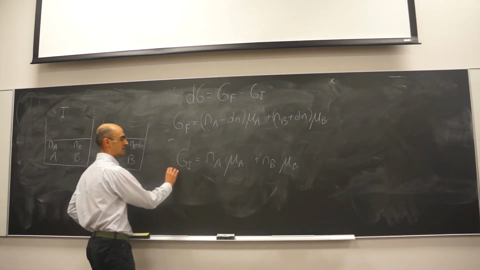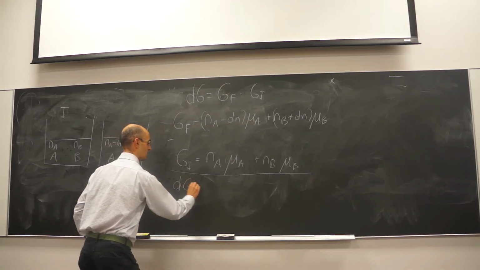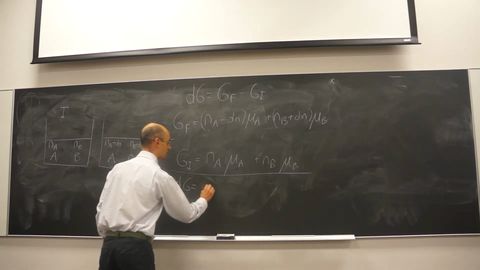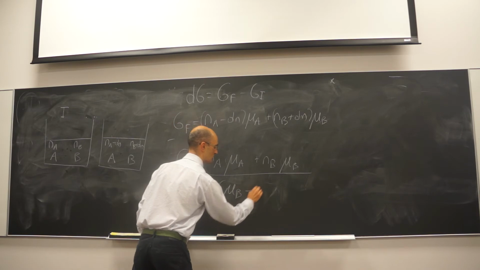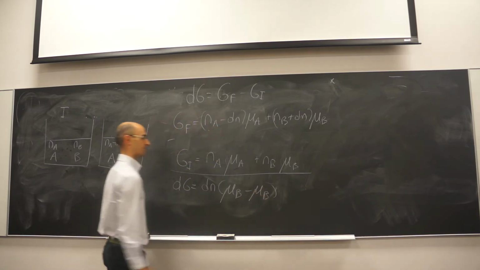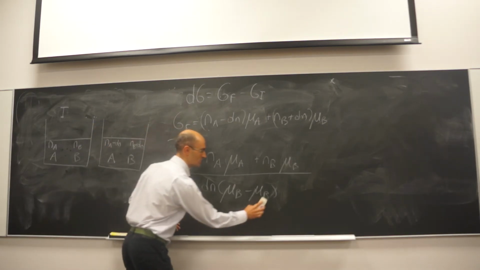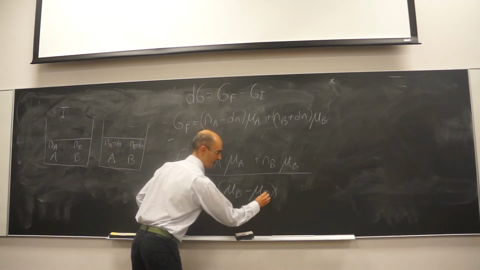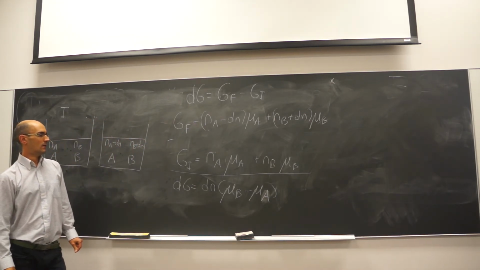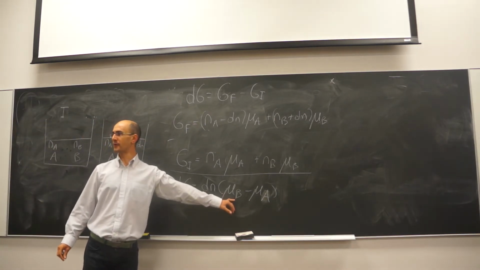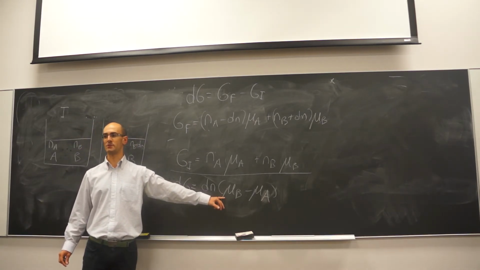All right, let's see what this is. You take the difference of those two, and you find that this differential of G is simply going to be equal to differential of N times mu sub B minus mu sub A. If this happens to be negative, then the process will be spontaneous. If this happens to be positive, then the process will not be spontaneous.